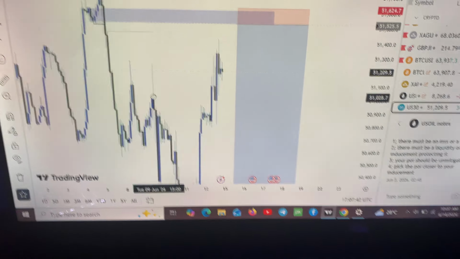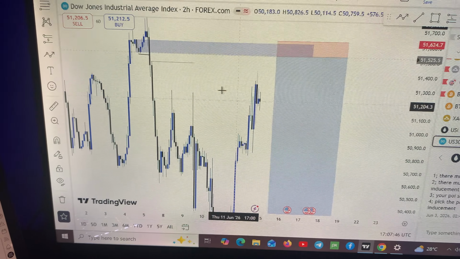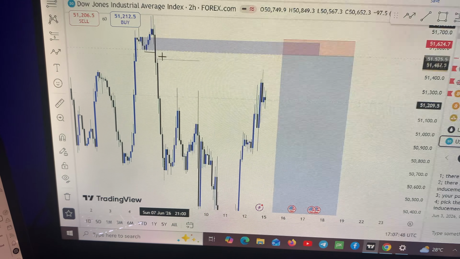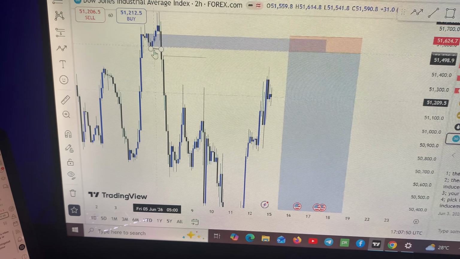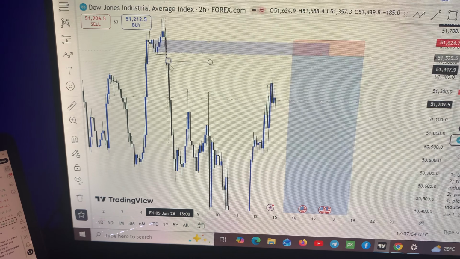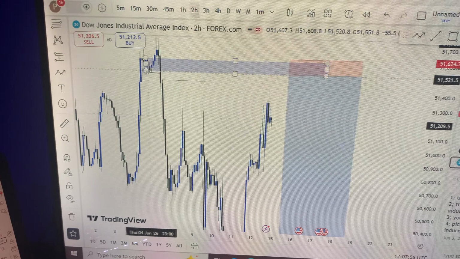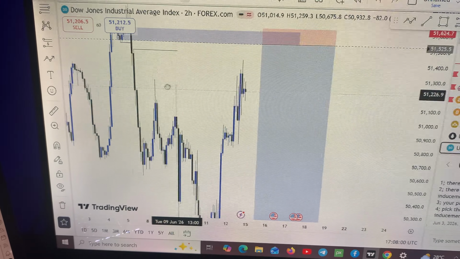So rule 4 says pick the point of interest closer to your inducement. Right here, the point of interest closer to my inducement is this breaker block right here. There must be a market structure shift. So I'll go to our market structure shift, then our inducement, then our POI is unmitigated, then the point of interest closer to our inducement, which is this breaker block right here.